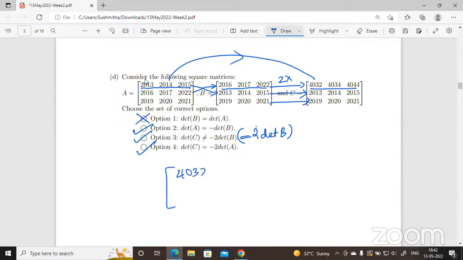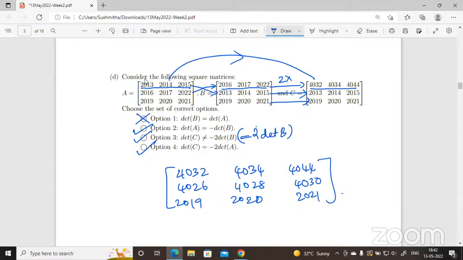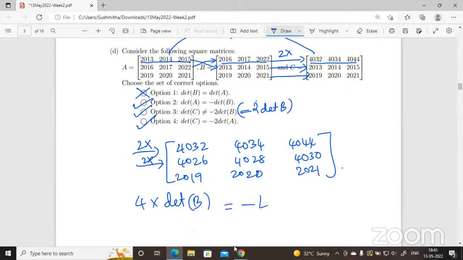What is the determinant of 4032, 4034, 4044, then 4026, 4028, 4030, and then 2019, 2020, 2021? It is 4 times, there's a 2 here and a 2 here, so 4 into determinant of B. Which is also equal to zero? Not B, A. Yeah, because from A there's an interchange of row. So it is going to be -4 times the determinant of A.